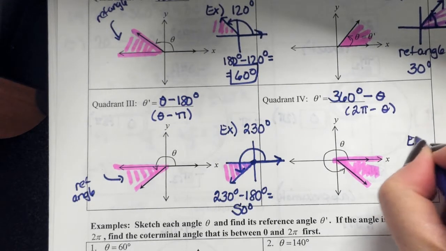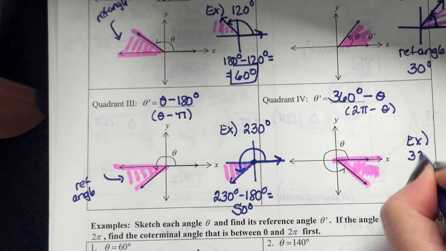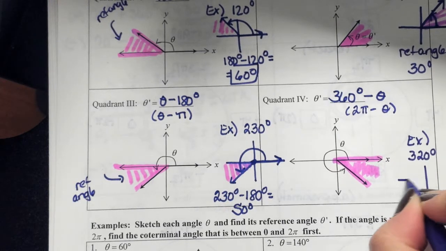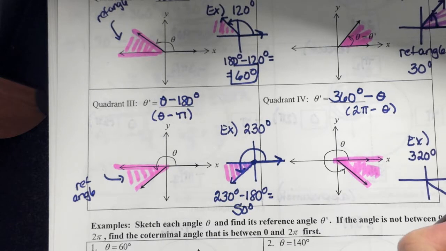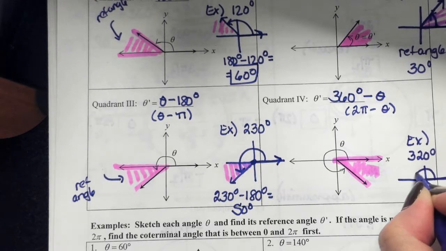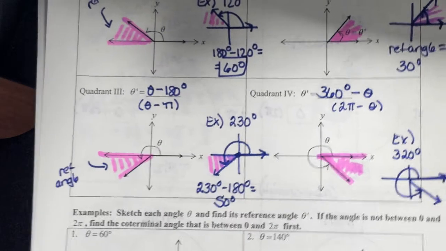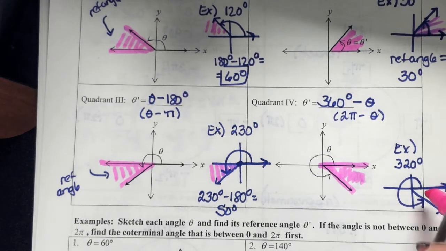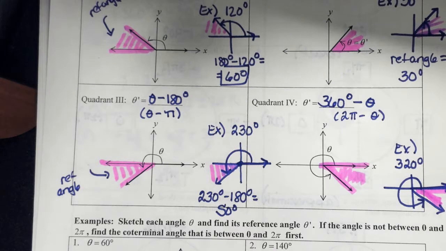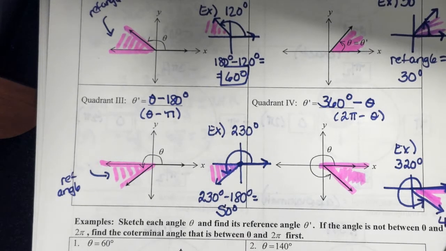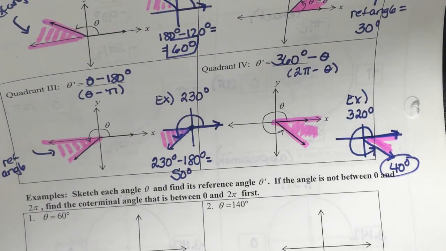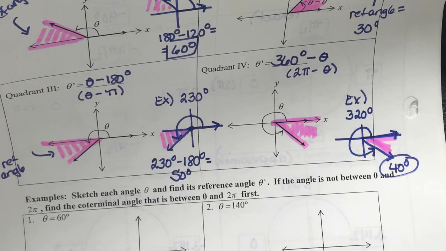So for example, let's talk about 320 degrees. I know 320 degrees is down there in quadrant 4. There's 320. My reference angle, again, is that distance between the x-axis and the terminal side. What's the reference angle going to be for 320? 40 degrees. Always know your location. Location, location, location is key. So you'll want to sketch your angles first to decide what you're going to do in order to find the reference angle.